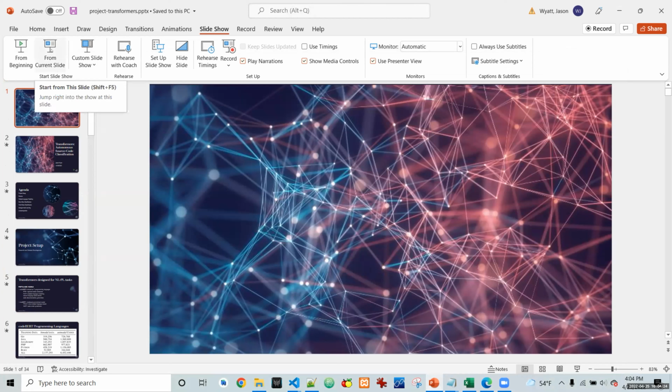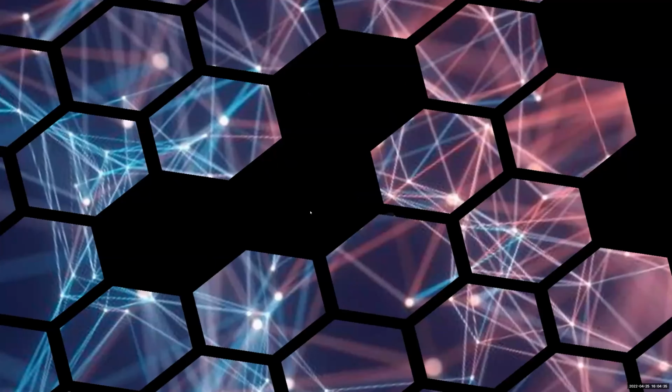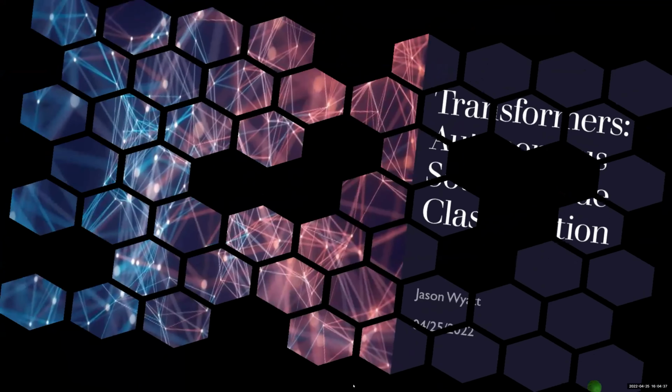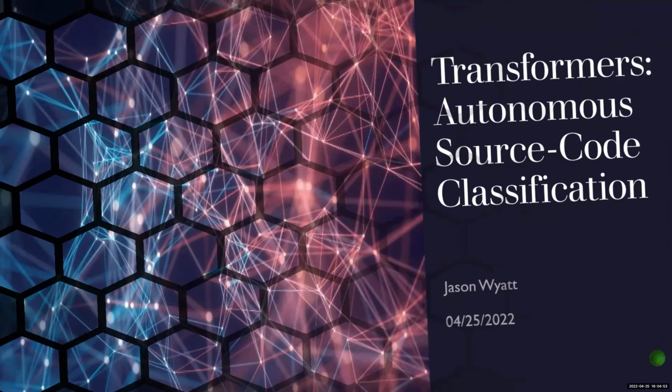So I'll get to the slideshow here. This slide. So I'm doing transformers autonomous source code classification. Okay, so you're done with your GPT-2 presentation? Yeah, kind of, that focused more on the other one.